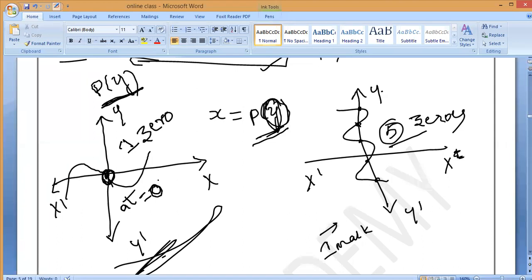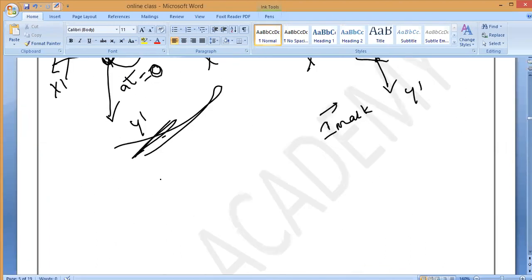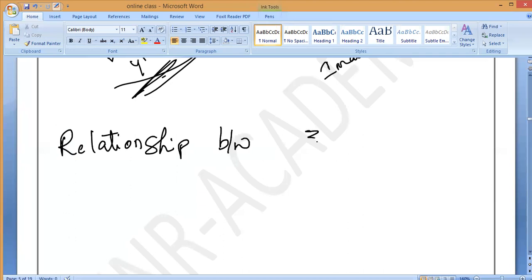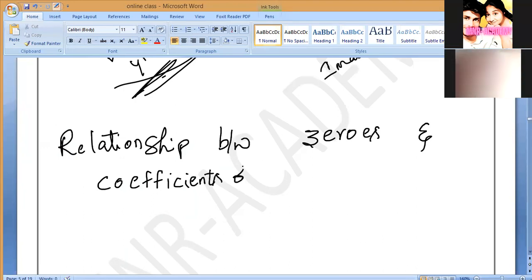Note it down. Next, relationship between zeros and coefficients of a quadratic polynomial.